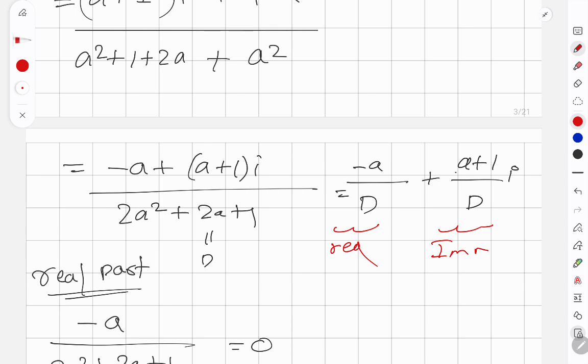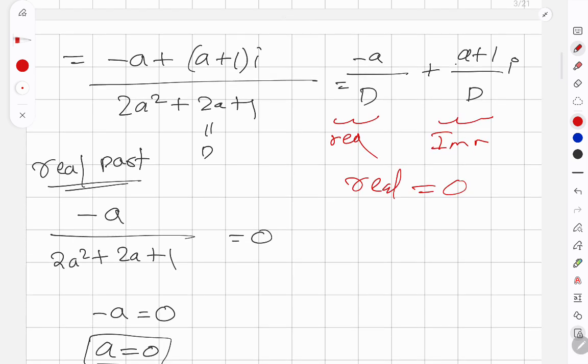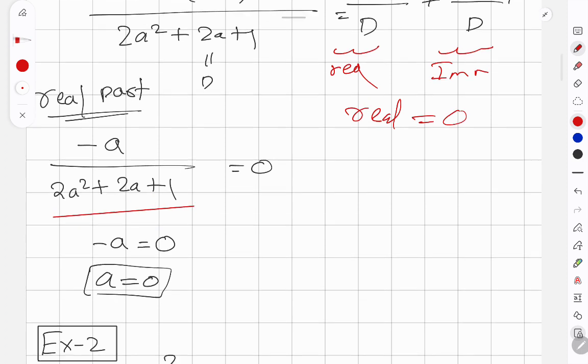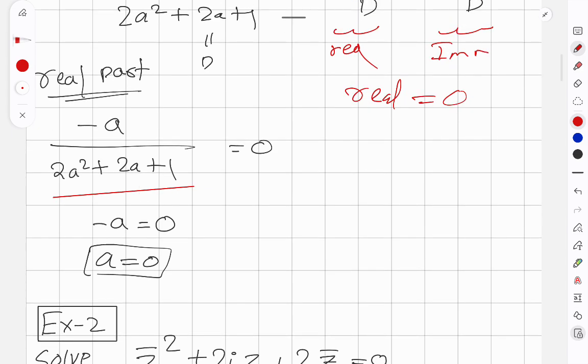So the question was purely imaginary, so the real part is 0. This thing equals 0 and this denominator cannot be equal to 0, so a equals 0. Okay. Understood. Yes, completely, but I need to review it once more.